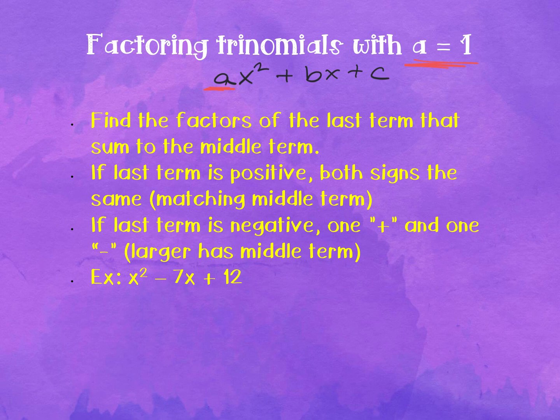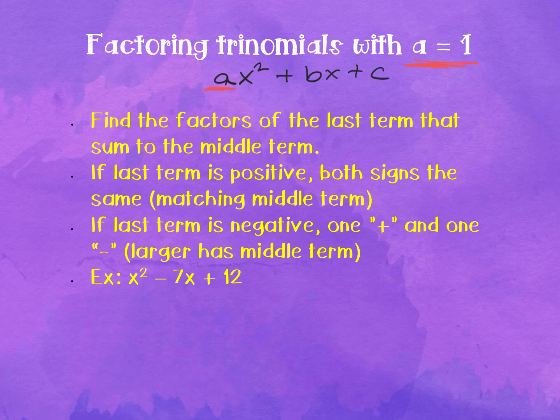So what we're going to do is look at the factors of the last term that will sum to the middle term. If the last term is positive, then both signs must be the same, and they're going to match the middle term. So if that last term is positive, then the signs on your two factors will be the same, and it's going to be the sign of the middle. So if the middle term's positive, the two signs are positive. If that middle term is negative, they'll both be negative.